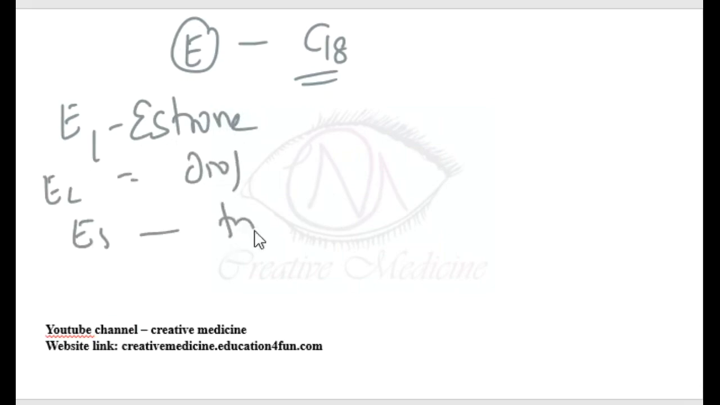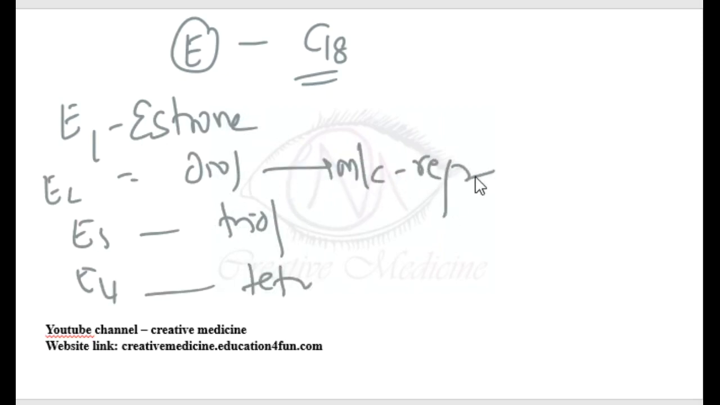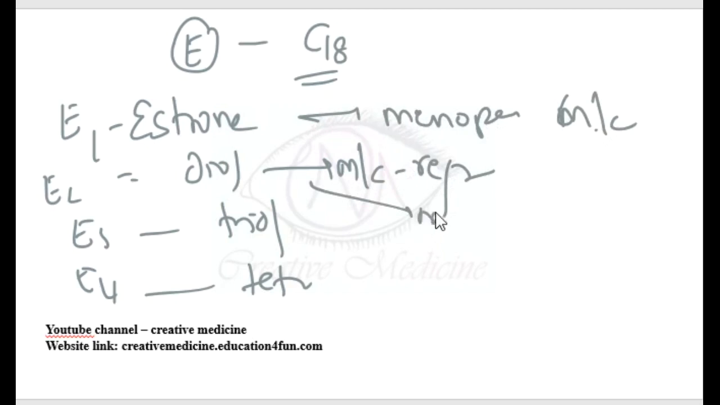The most common estrogen in the reproductive age group is E2. The most common estrogen in menopause is E1. The most common estrogen in pregnancy is E2. The most specific estrogen in pregnancy is E3.